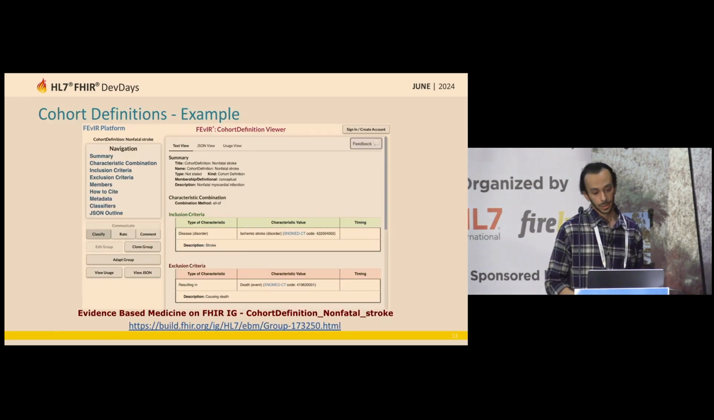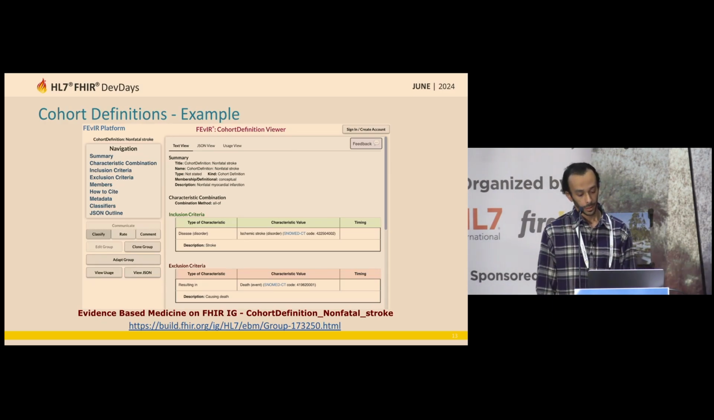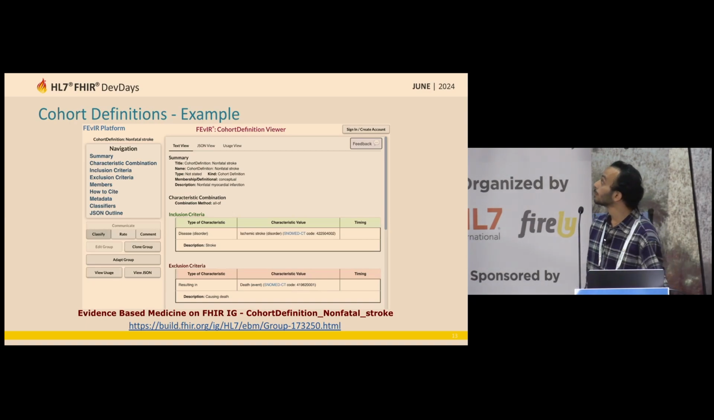So this is another example of a cohort definition. It's taken from the evidence-based medicine implementation guide. The details here are not very important. It's just a cohort definition for patients with non-fatal stroke. It has an inclusion criteria here, which is basically patients who had a stroke, and the exclusion criteria is any death event.